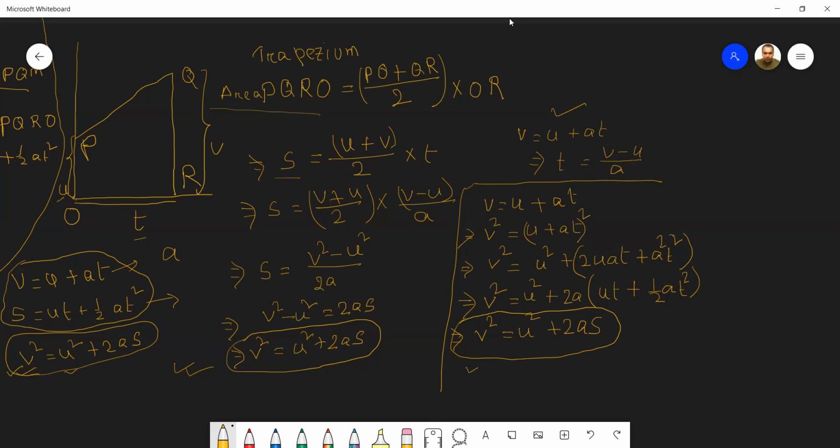Therefore, we have seen that the third equation of motion can be derived in these two ways. One is the graphical way and another one is the simple analytical way, which can be obtained by just squaring the first equation of motion, V equal to U plus AT. And the value of S can also be found in the course of simplification of this equation, and we will eventually get the third equation of motion. So I hope you have understood both derivations, and I hope this video has been helpful to you.